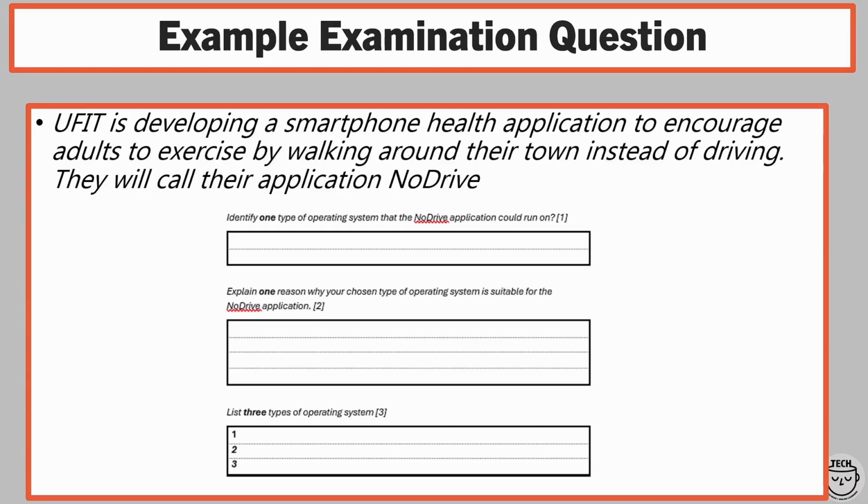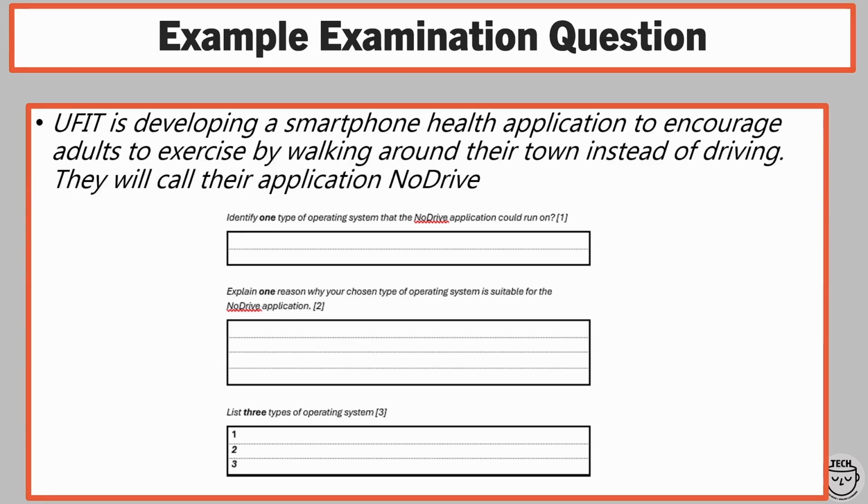Some example questions then. Identify one type of operating system that they could run it on, give one reason why you've chosen that type of operating system, and list 3 types of operating system. So I'm going to give you 6 minutes, so pause the video, give these a little bit of a go, and the answers are going to follow.